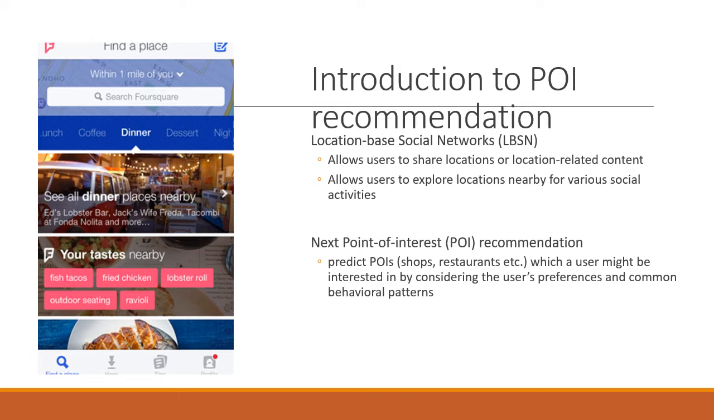First, let me introduce what is POI recommendation. It is a function widely used on location-based social networks. A good example of a location-based social network could be Foursquare, a local search and discovery mobile application that allows users to share location-related content and explore locations nearby for various social activities.